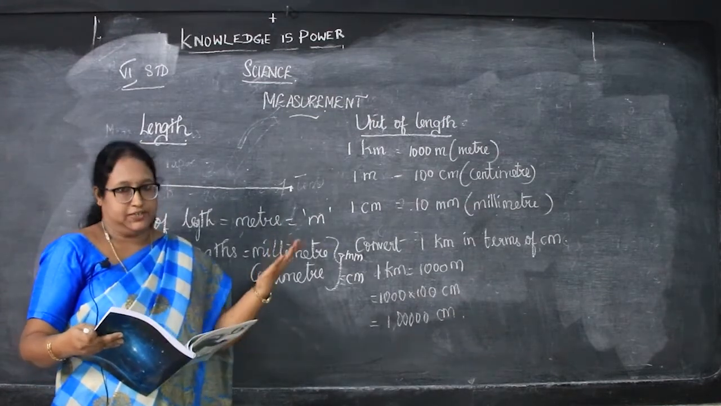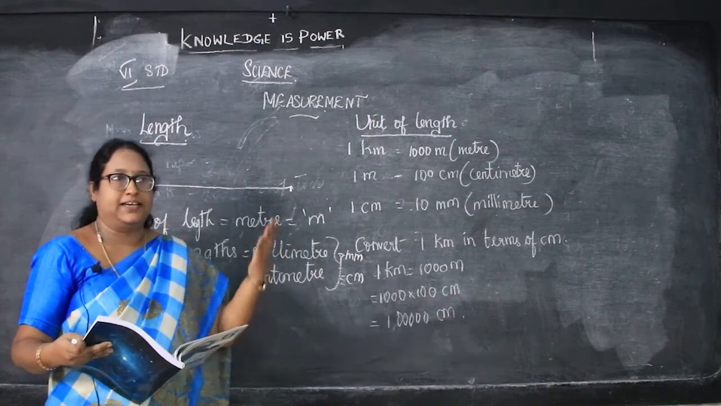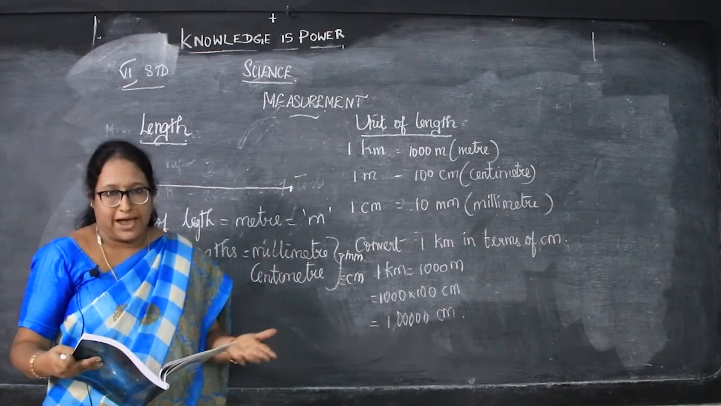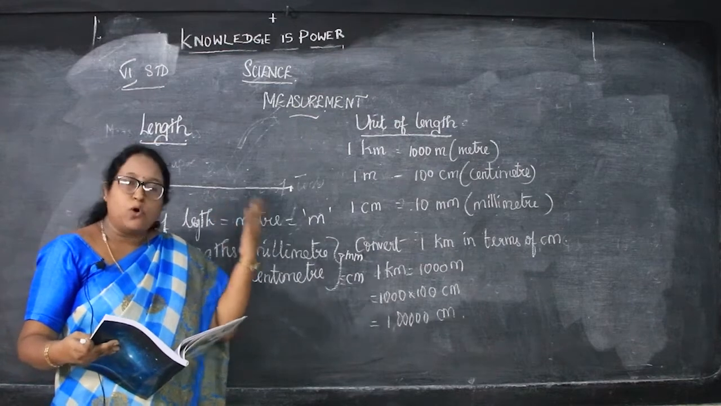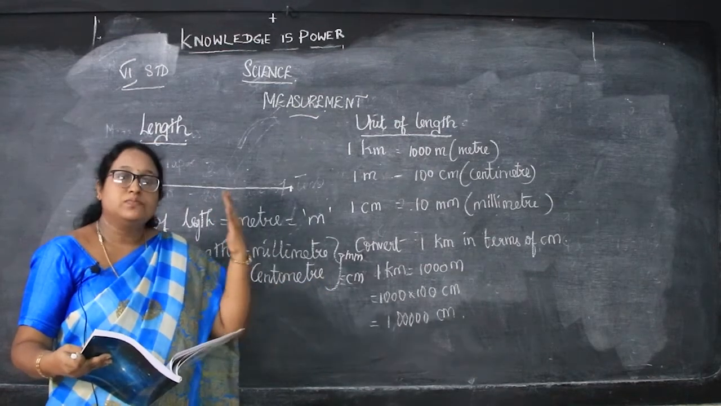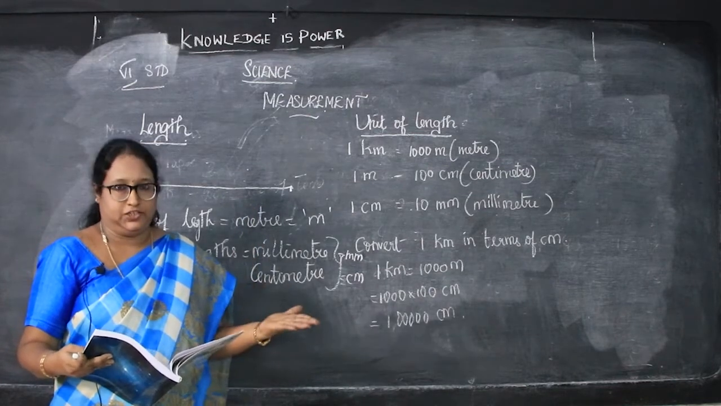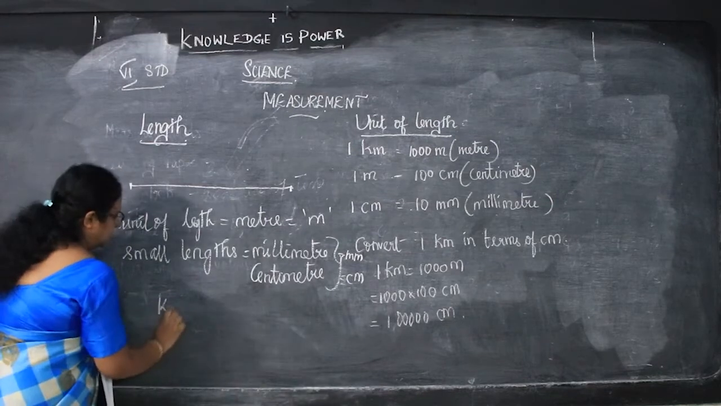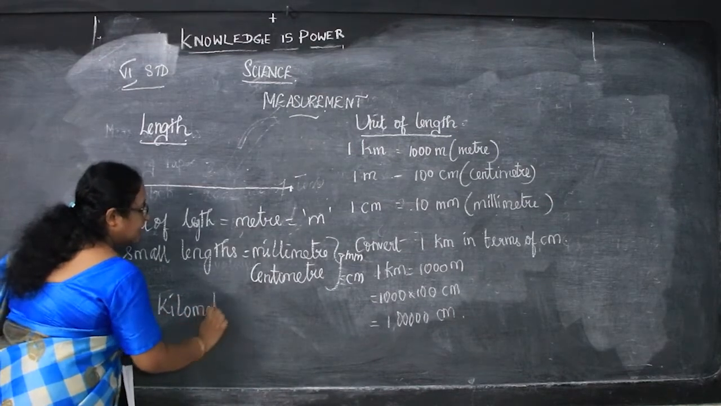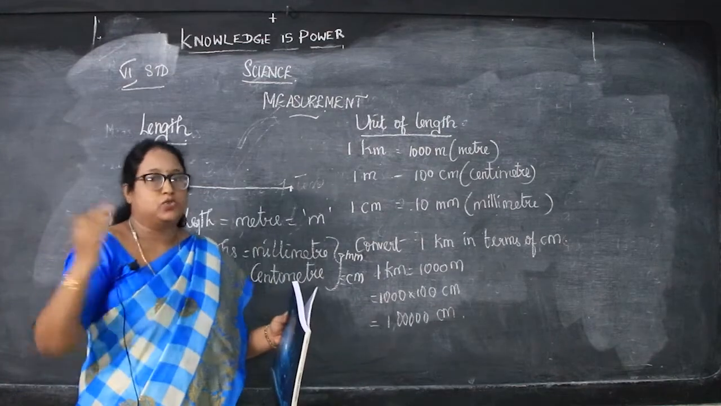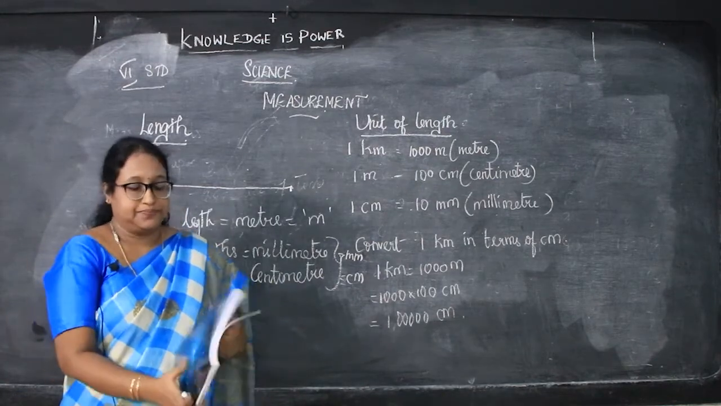Larger measures can be measured by meter, like the height of a building or a lamp post or a banner. Still longer lengths, like the distance between two cities or villages, are expressed in kilometer. That is the distance from one city to another city or village.